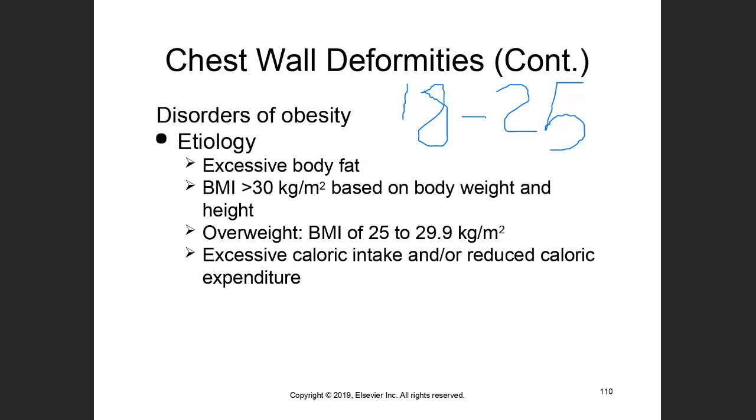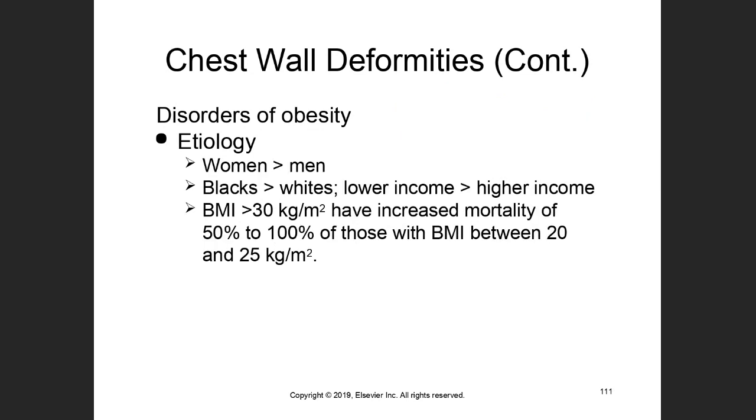If you are below 18, you are underweight. From 25 to 30, you are overweight, and from 30 up, you are obese. 30 to 35 is obese, and over 40 is morbidly obese. Those patients who are morbidly obese are the ones at risk of developing restricted lung disease.